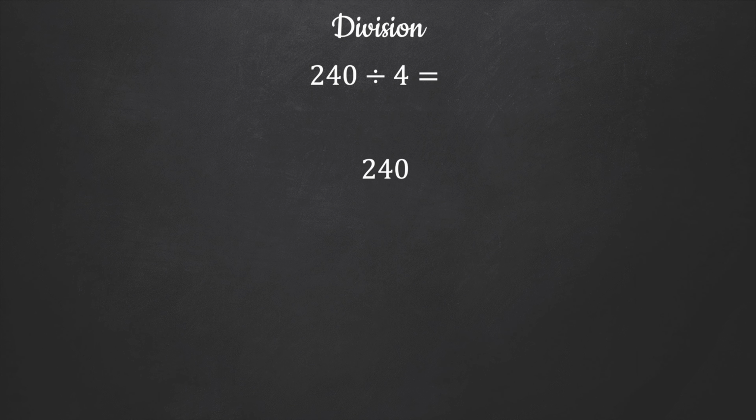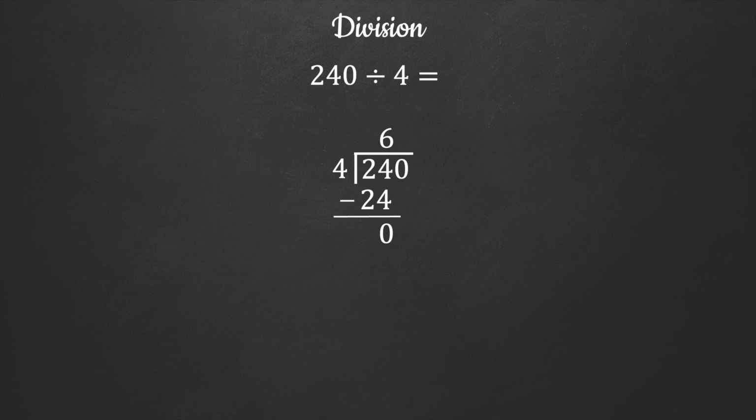In order to divide this, we're going to set up our long division, where we have 240 divided by 4, and we ask ourselves, how many times does 4 go into that first digit? And 4 does not go into 2, so then we ask ourselves, how many times does 4 go into the first 2 digits, which is 24? And 4 goes into 24 6 times, because 4 times 6 is equal to 24. So now we're going to subtract 24. 24 minus 24 is equal to 0.